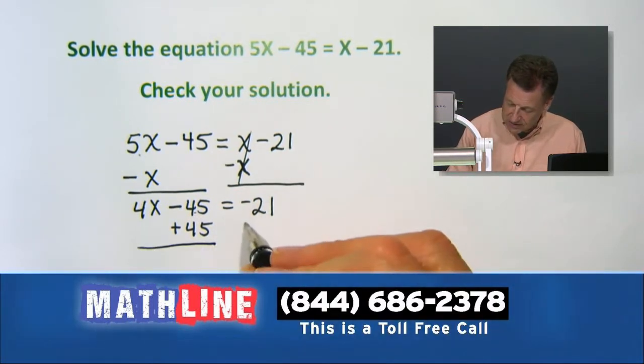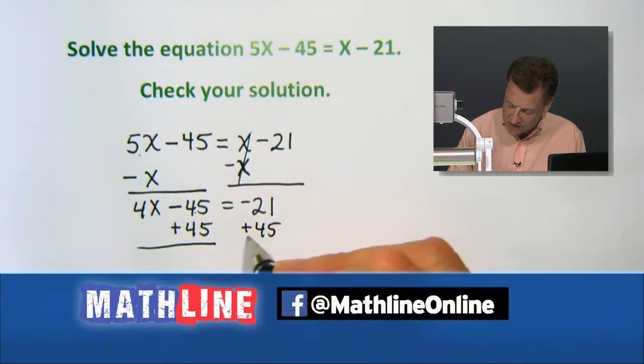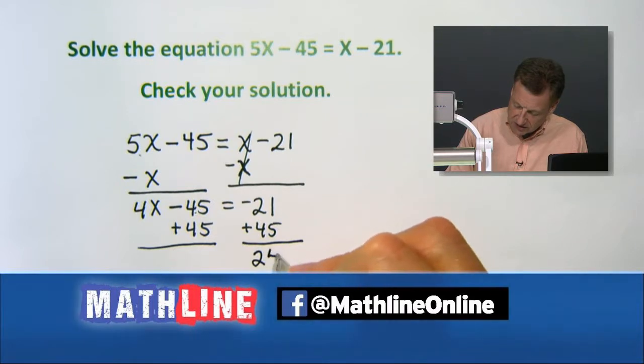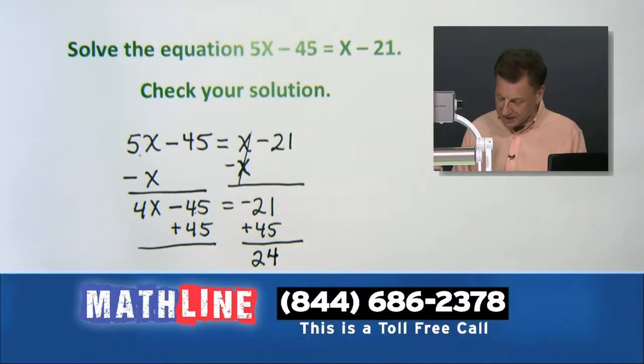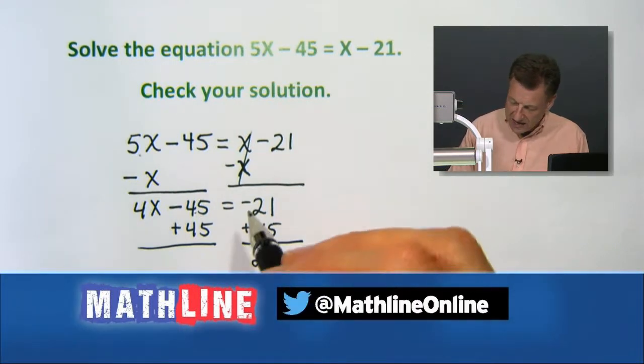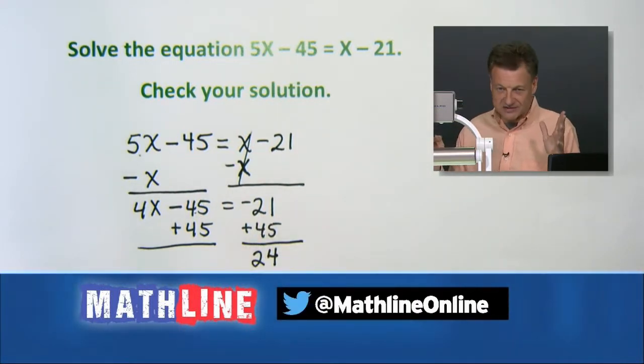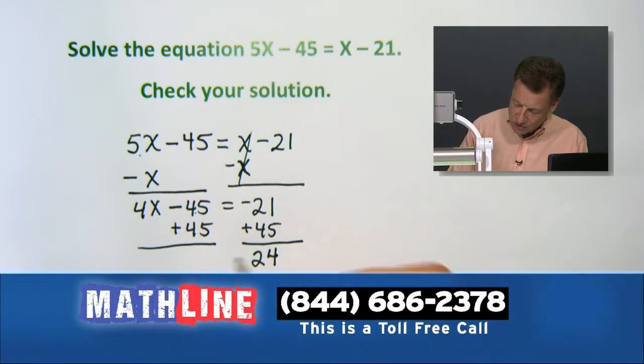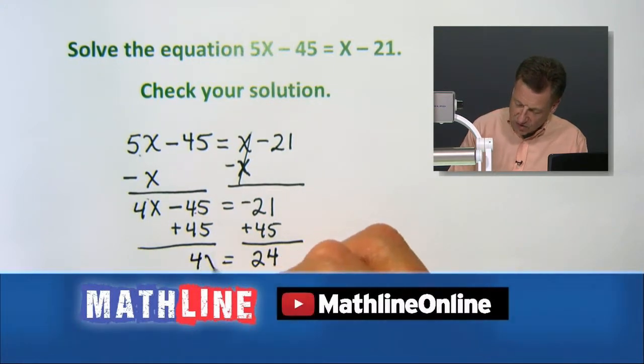And again, we're going to play the same game right over here. And that's going to leave us with 24. Now you say, Ernie, how did you do that? We had a negative 21, a positive 45, and the signs are different. So we need to subtract in this case. So one's positive, one's negative. Subtract the two values. You will get 24. On the left-hand side, we're still hanging on with 4x.